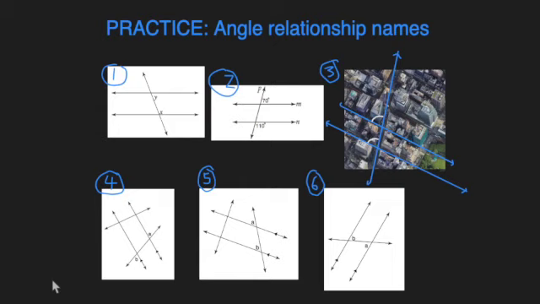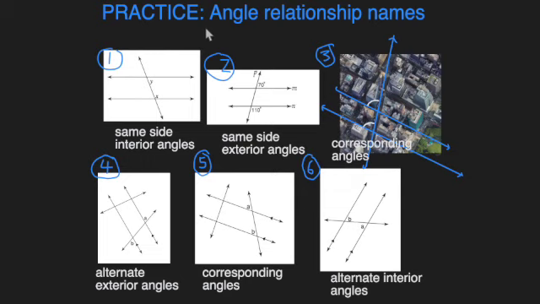Let's practice naming these angle relationships now. We're going to do an example together. Number 1, angle Y and angle X. They're on the same side of the transversal and they're both inside the parallel lines. So I'm going to write they are same side interior angles. Alright, now you can pause the video and try naming number 2 to 6 on your own.